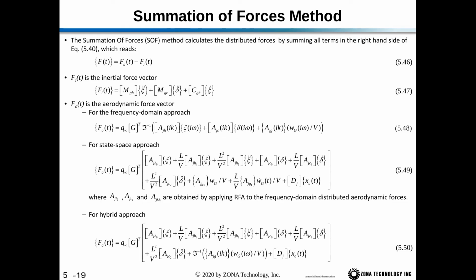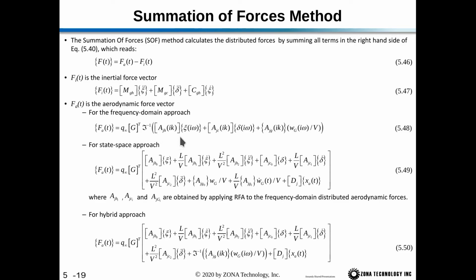So we have mgh times c double dot plus mgc times delta double dot plus cgh times c dot. And Fa of t is the aerodynamic force vector. Now for the frequency domain approach, this can be calculated by equation 5.48. So we take the inverse Fourier transform of our frequency dependent terms and then pre-multiply by the spline matrix and then multiply by the dynamic pressure.